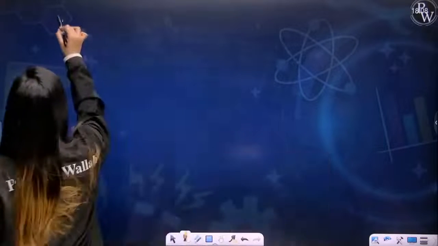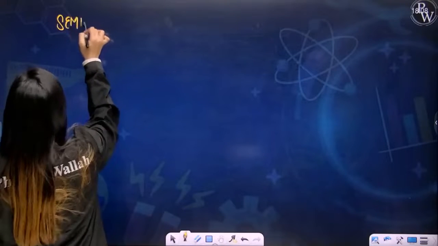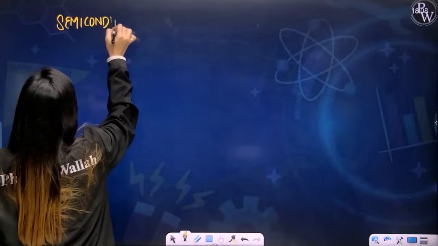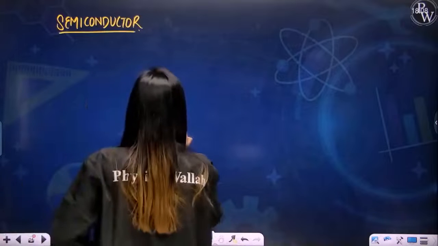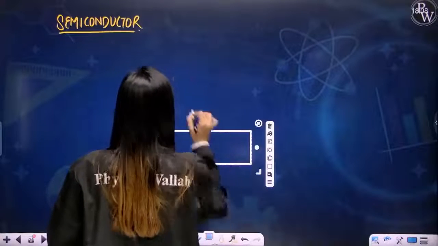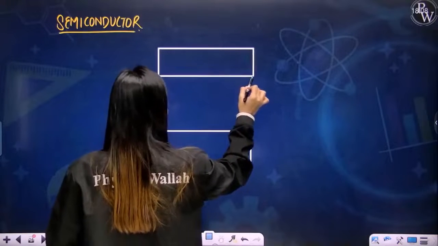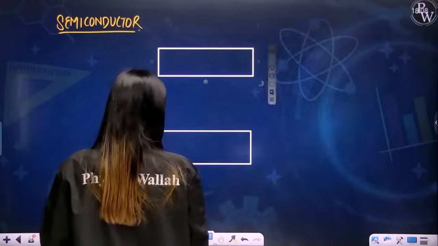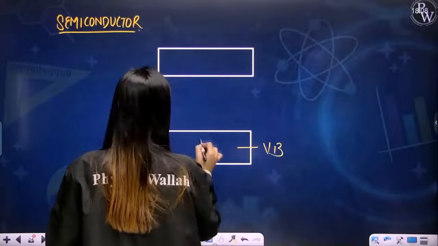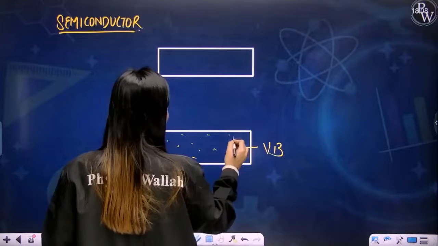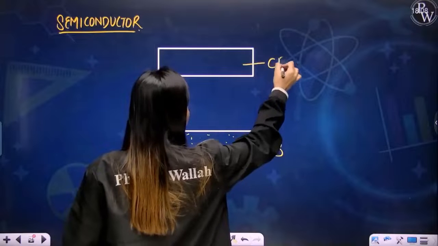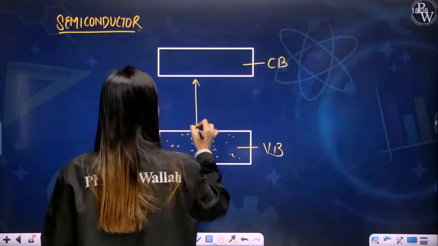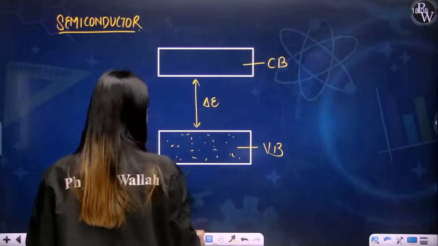Now, the last is your semiconductor. So now, let me talk about semiconductor. In the case of a semiconductor, this is your valence band, where your electrons are present, and this is your conduction band, and this is your delta E, that is the difference in energy.